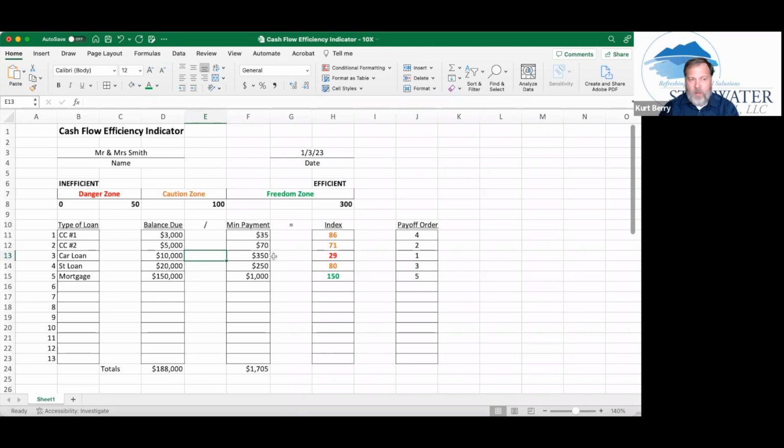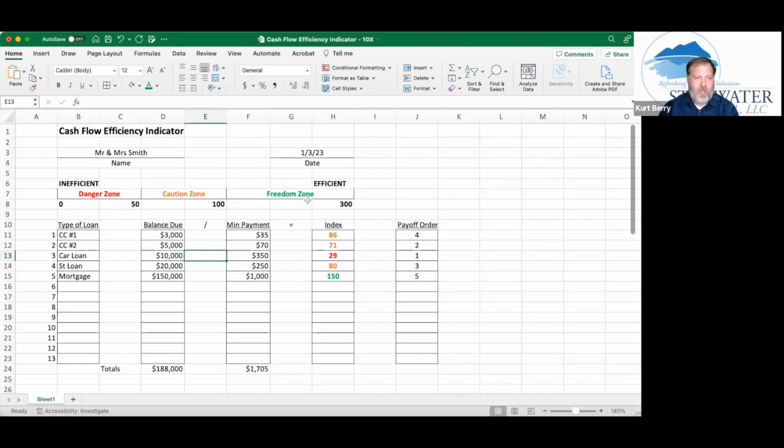It's spending a lot more cash flow to handle this debt, as opposed to the credit card, which is more efficient, although still in the caution zone. Sure. Notice that on the mortgage, the mortgage is $150,000, so it's 15 times bigger than this, but your payment is only 3 times as big. So that's why this is a very efficient loan, because we're having a small amount go out for the amount of debt we have, a lot of money going out for the amount of debt we have here.